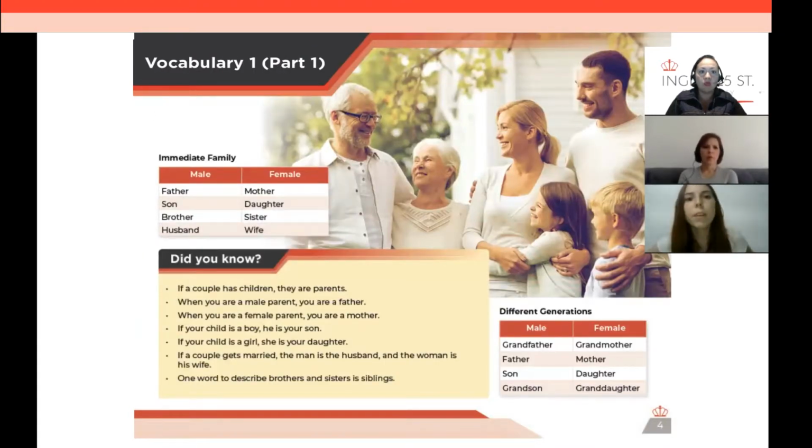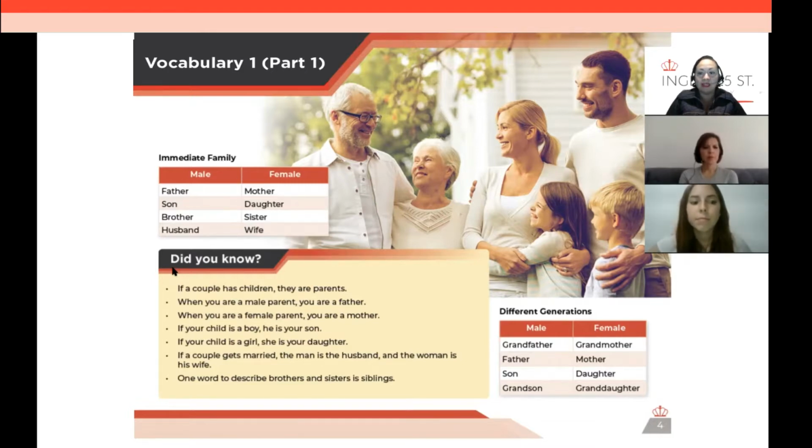Good. Okay, so now we are going to see some vocabulary about members of the family. Here we have the immediate family, which is the father, mother, son, daughter, brother, sister, husband, and wife. This will be like your immediate family. And later we are going to see other members of the family, okay?